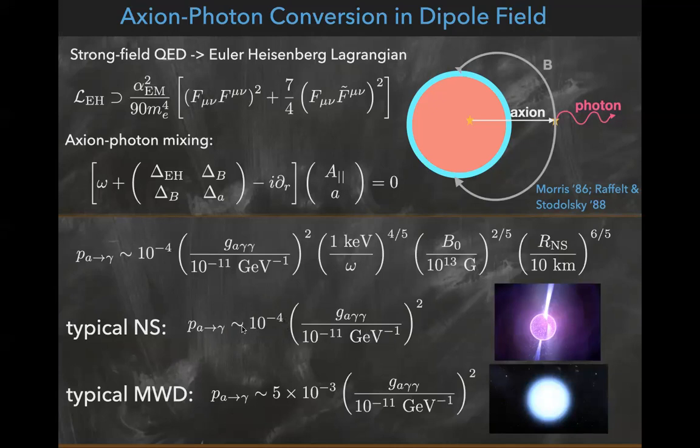For a typical magnetic white dwarf, which has a magnetic field on the order of a few hundred megagauss, your conversion probability would be quite substantially larger. And that may be surprising because the magnetic field, which is the first thing you think about, is smaller for the magnetic white dwarf, quite a bit smaller compared to the neutron star. However, a neutron star is about 10 kilometers and a white dwarf is about the size of the Earth, and you just win more by having a bigger object than you do by having a bigger magnetic field.